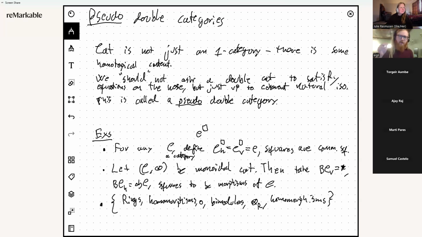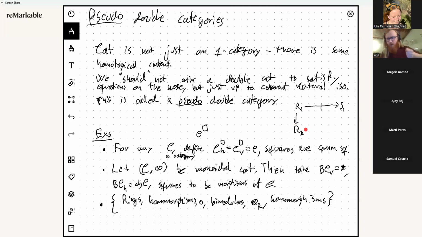So there's a double category where, let me draw a bit here, the objects are rings. The vertical maps are ring homomorphisms, here R1 and R2. The horizontal maps are bimodules. So a horizontal map from R to S is an R-S bimodule.